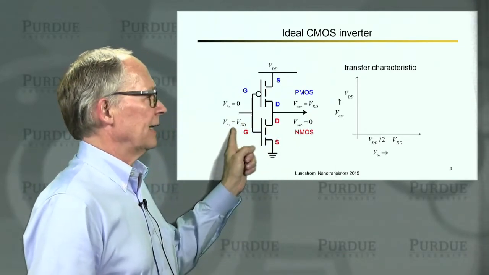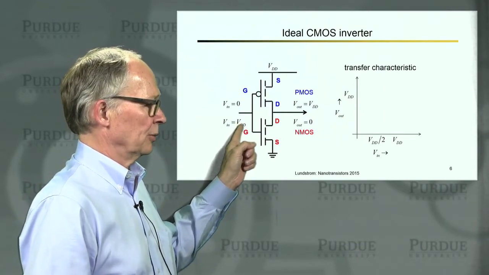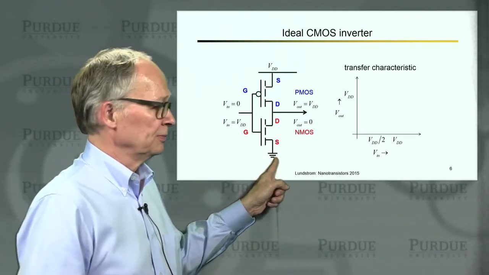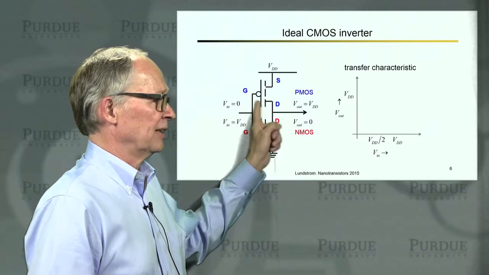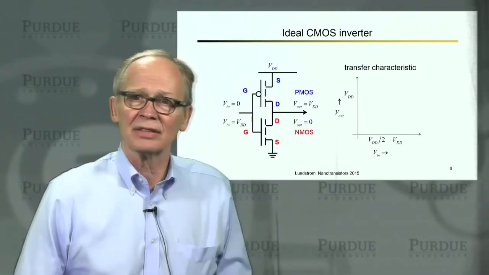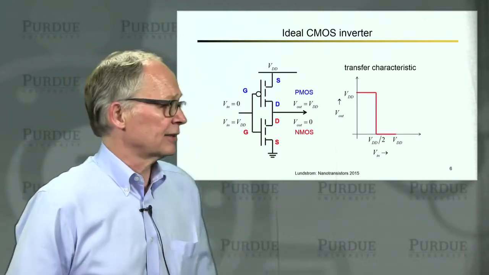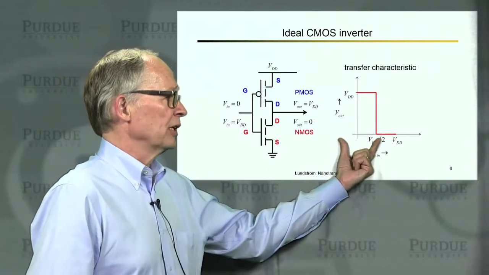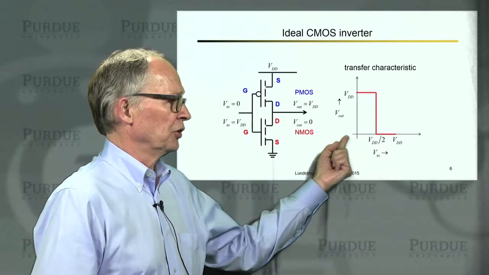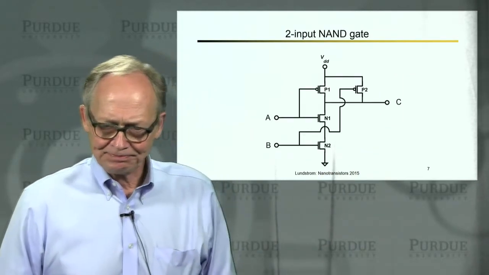If I connect a high input voltage to the input terminal, I turn the NMOS on and I connect the output to ground, 0 voltage. So now the output is 0. And at the same time, the high voltage here means there's no voltage between the gate and the source of the PMOS, so that switch is open. So we get a transfer characteristic that looks like this. Low input voltage gives us high output voltage. High input voltage gives us a 0 output voltage. That's the characteristic of an ideal inverter.